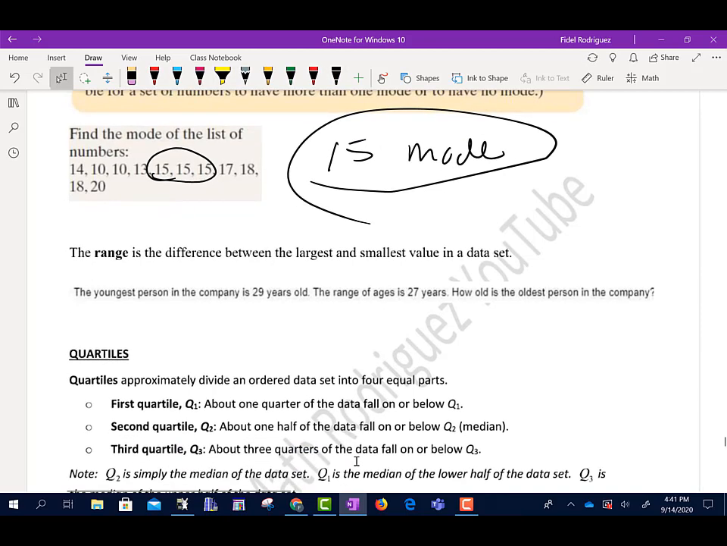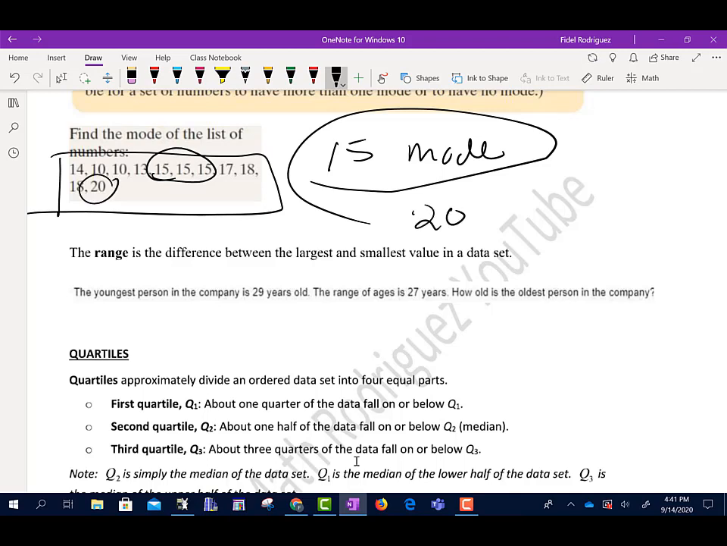The range is the difference between the largest and the smallest value in a data set. So if I were looking at these numbers here, what's the largest value? 20. What's the smallest value? It looks like 10. So the range would be 10, right?